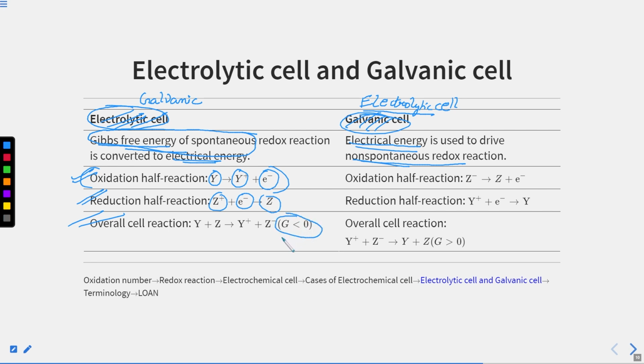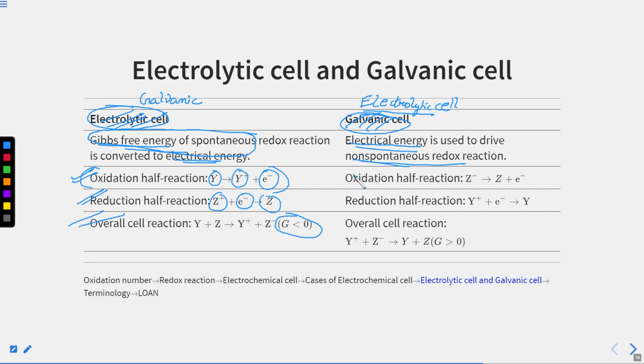Yes, then only the reaction will be spontaneous. When the Gibbs free energy change is less than 0, or negative, only then do we have a spontaneous redox reaction. And the Gibbs free energy of a spontaneous redox reaction is converted into electrical energy.